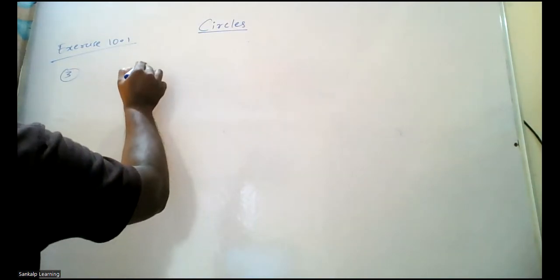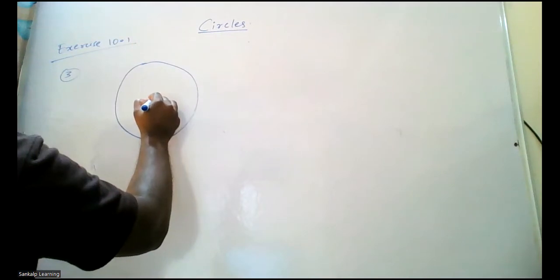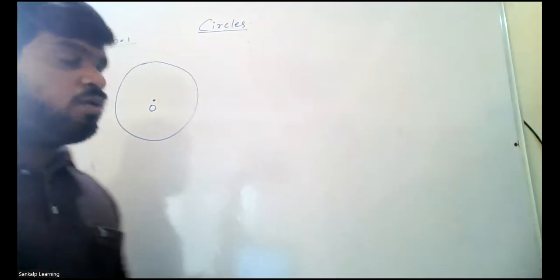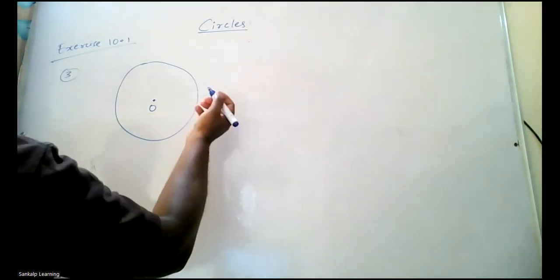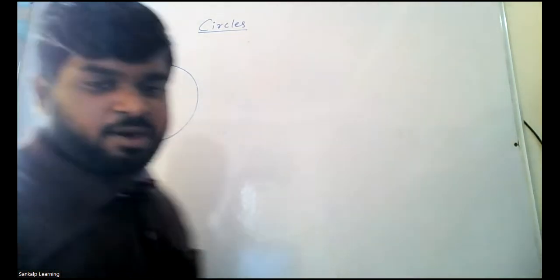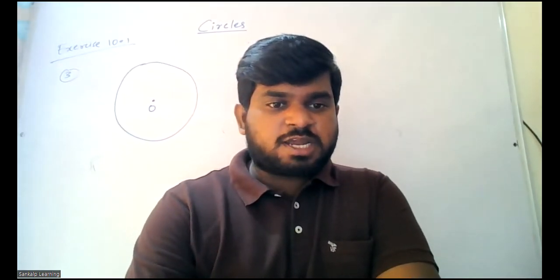We have got a circle. Let's take the center O. Always we take the center to be O. There is a point P. PQ is the tangent at a point P. Okay, so let me read out the question again. Let me share the question again.